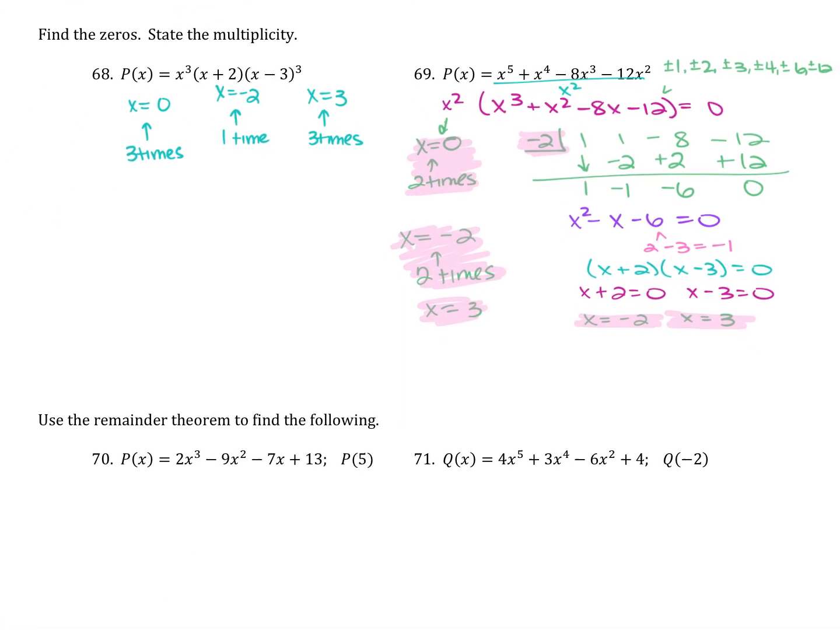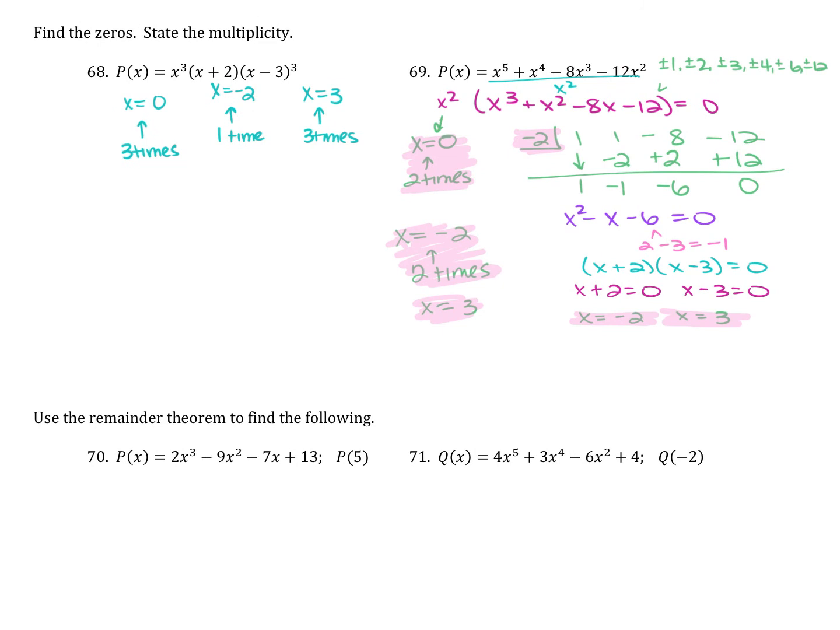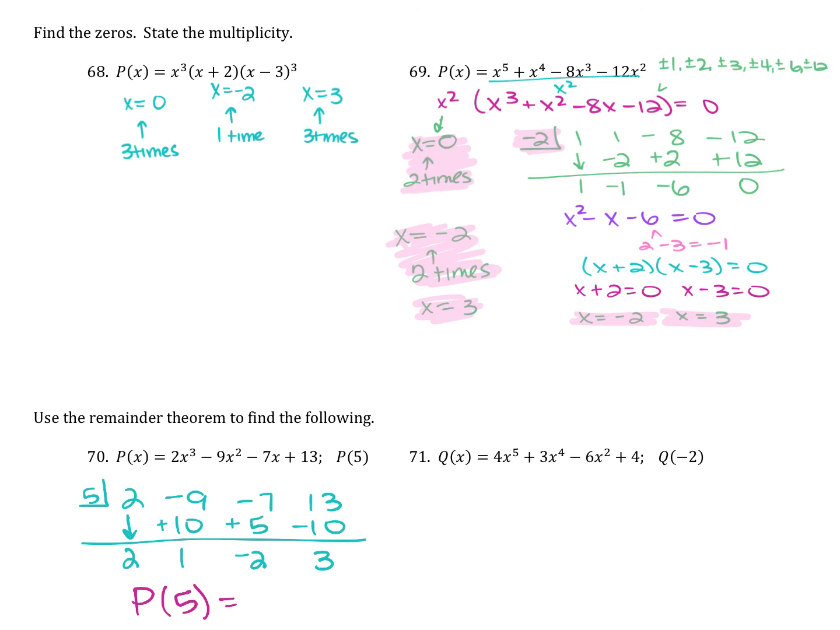For 70 and 71, you are using your remainder theorem to find p of something or q of something. For 70, we are given 2x cubed minus 9x squared minus 7x plus 13, and we're told to find p of 5. So our 5 is going to go in our box. On the right of that, we're going to have 2, negative 9, negative 7, and 13. Your 2 drops down, times 5 is 10, plus the negative 9 is 1, times 5 is 5, plus the negative 7 gives us negative 2, times 5 is negative 10, plus the 13 is 3. So your p of 5 is 3.